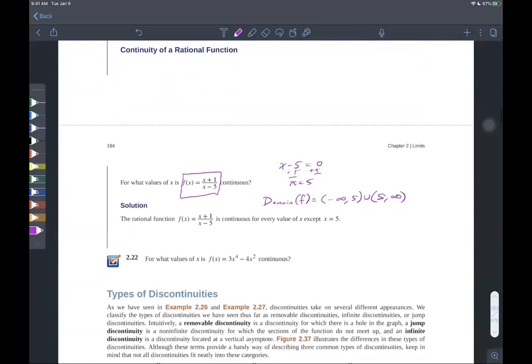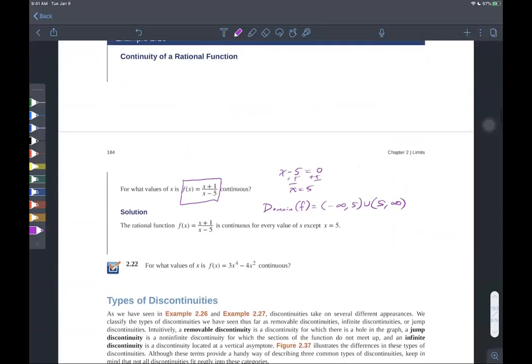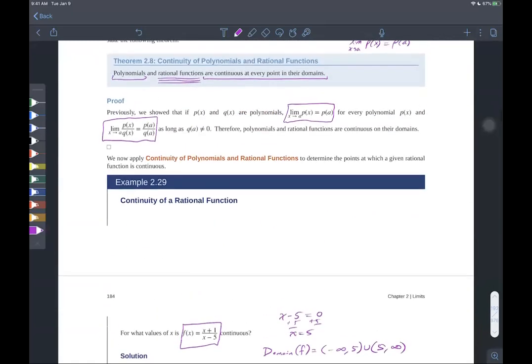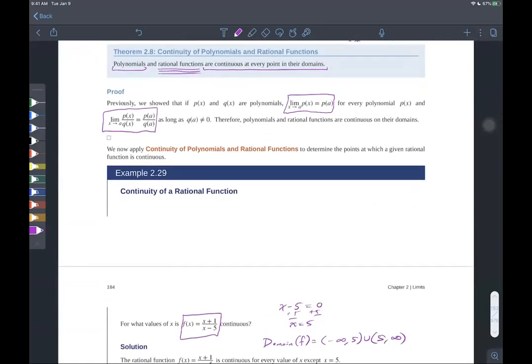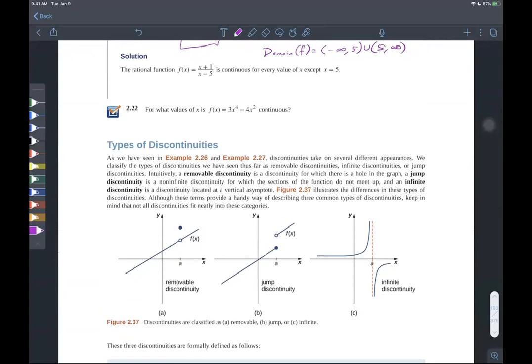Yeah, very nice. You should be able to do example 2.22 here in your head, and it should take you about 5 seconds if you understand what theorem 2.8 is saying. If you don't understand or you don't know the answer to 2.22, you can talk to me during my office hours.